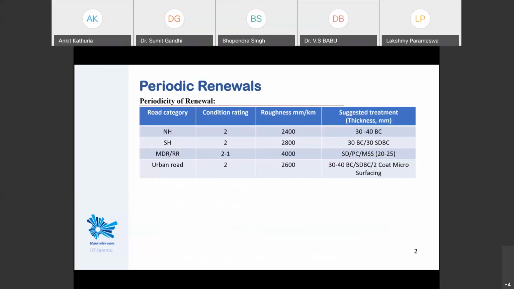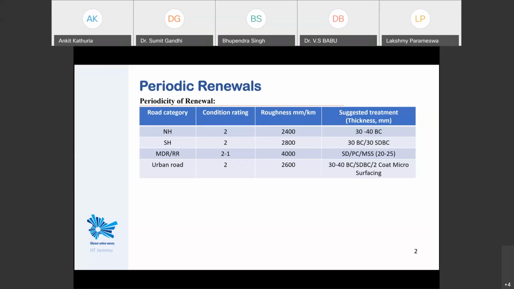So these are some periodic renewal suggested treatments. In this, you can see for a road category, national highway, where the condition rating is 2 and the roughness in mm per kilometer is 2400, the suggested treatment here is 30 to 40 mm of bituminous concrete. Now the roughness here is in mm per kilometer. By now you know that it is estimated from either a bump integrator. I think I have explained this in detail.